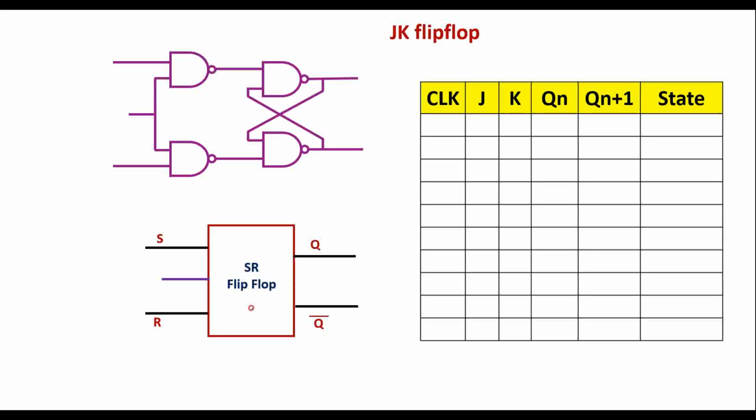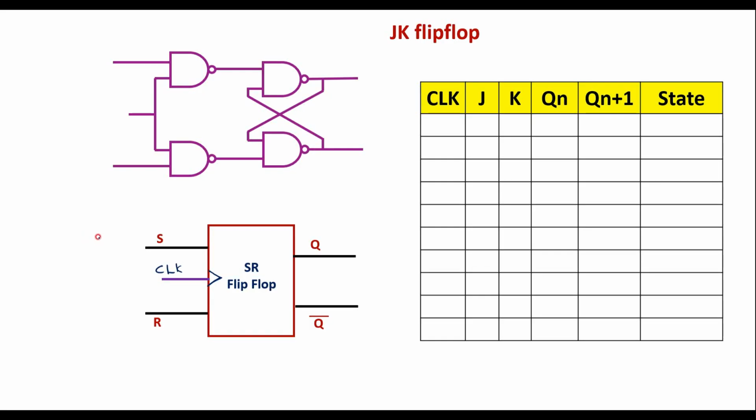This is the block diagram of the SR flip-flop. Now I will explain how to derive the JK flip-flop from the SR flip-flop. Let this be a positive edge triggered JK flip-flop. In positive edge triggering, we indicate it like this. This indicates that it is a positive edge triggered flip-flop. Let this be the clock signal, which I will represent by the variable CLK.